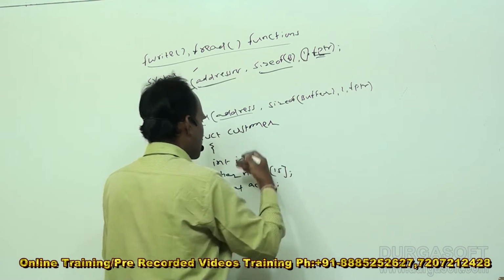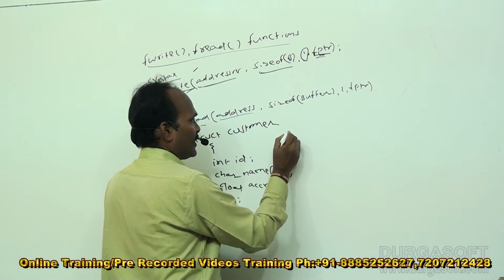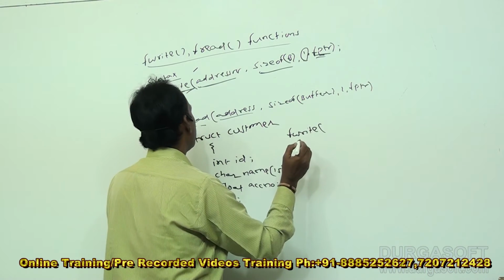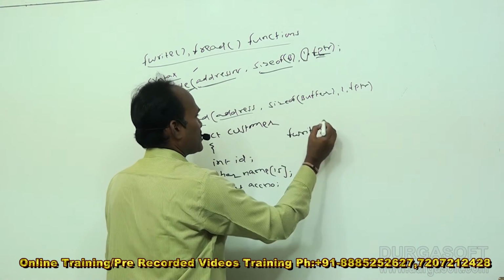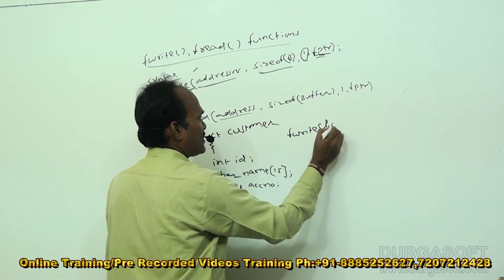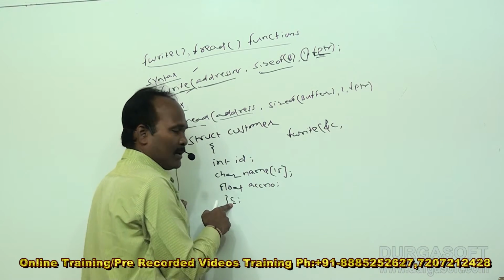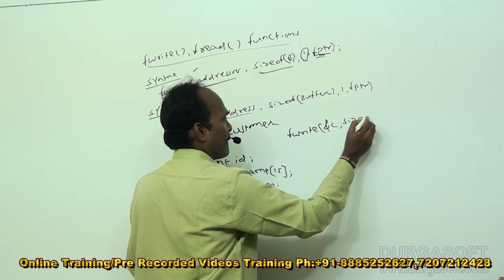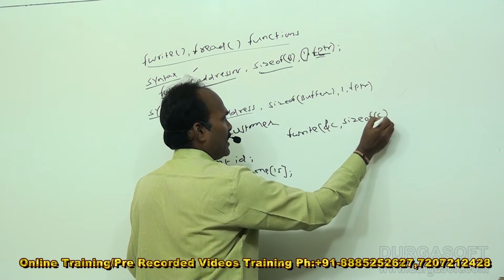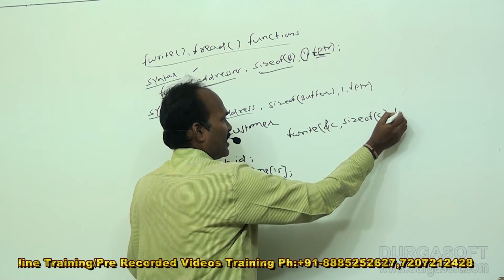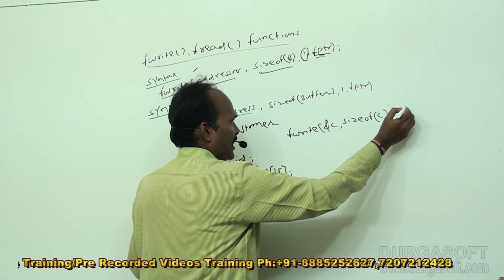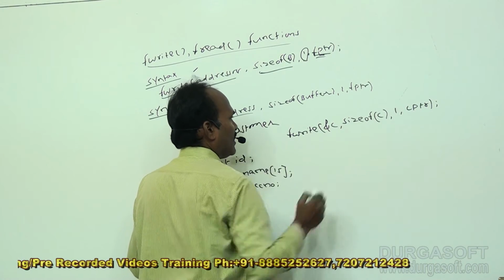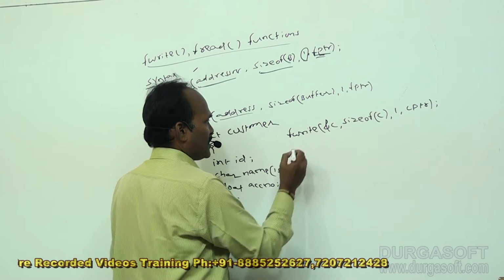So how to write the structure? First I will show this. fwrite, and the address of the structure, that is &C, because the structure variable name is C. Then sizeof C. How many records do you want to write? 1 record. And what is this? Let us say the file pointer name is cptr, because it is customer pointer. So this is to write.